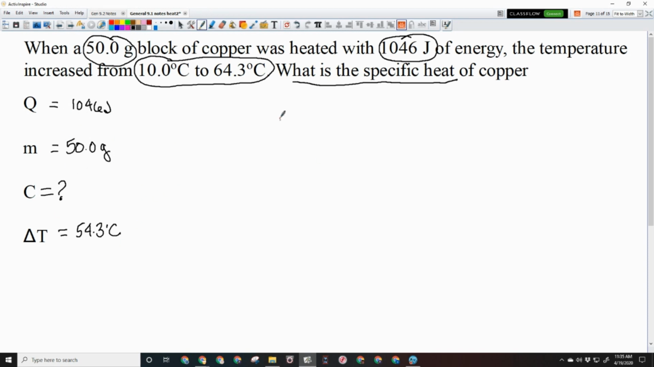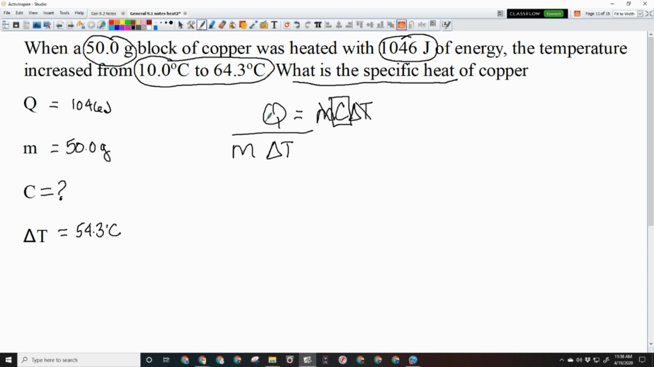so I'm not going to have to convert any units on this. So what is my equation? Q is equal to MC delta T. What am I solving for? Specific heat. So I need to pull M over here, and I need to pull delta T over here, which gets rid of it here. So to solve for specific heat, it's Q over M delta T.